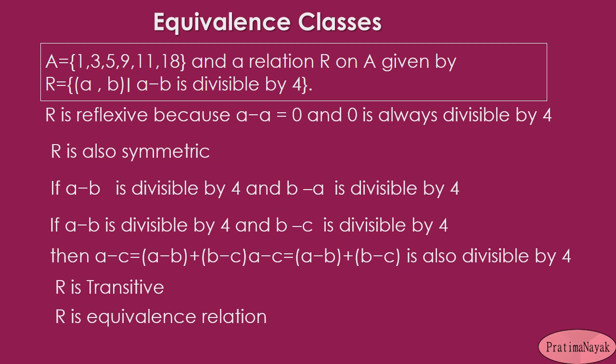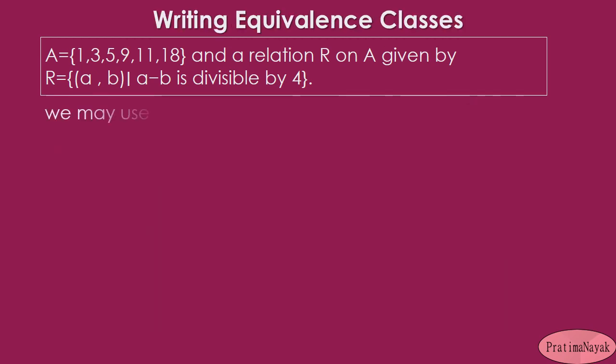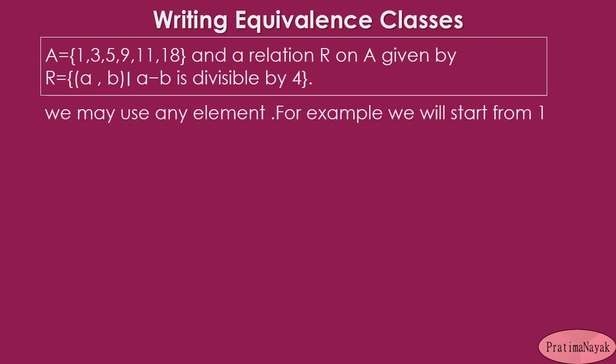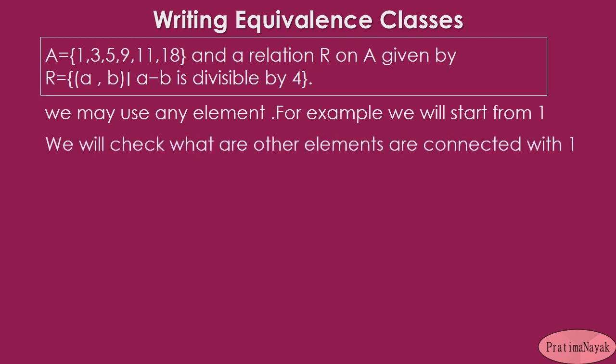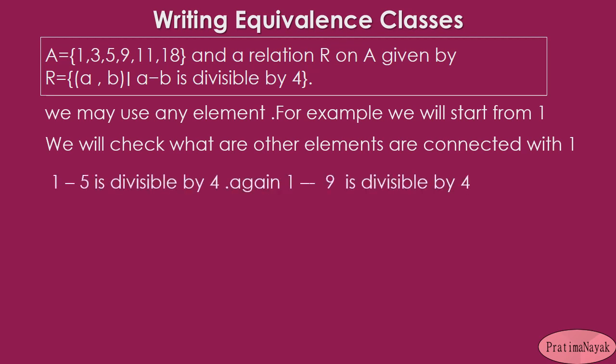So after checking that it is an equivalence relation, then we will go for equivalence classes. So we'll take all the elements. For example, we'll start from 1. We'll check what other elements are connected with 1.